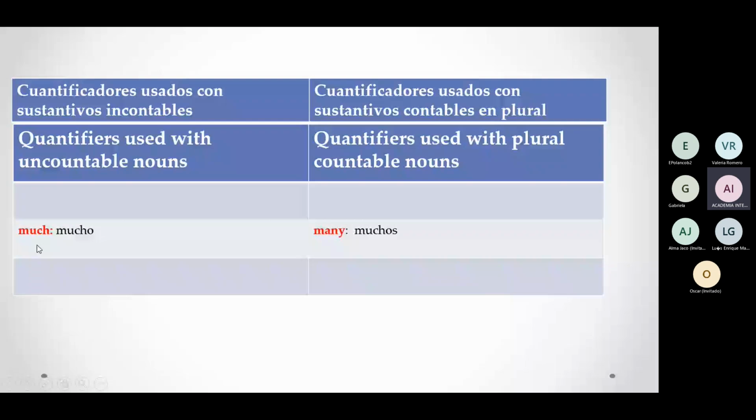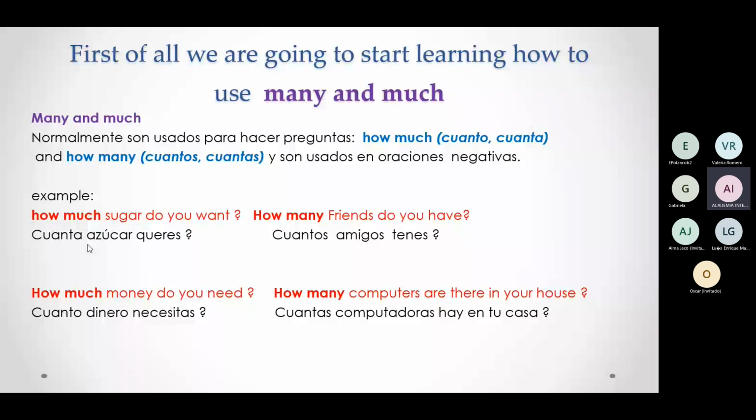Questions so far about this? ¿Preguntas sobre esto? ¿Cuál es la diferencia? What is the difference between them? Todo claro. Okay. Let's start with this.